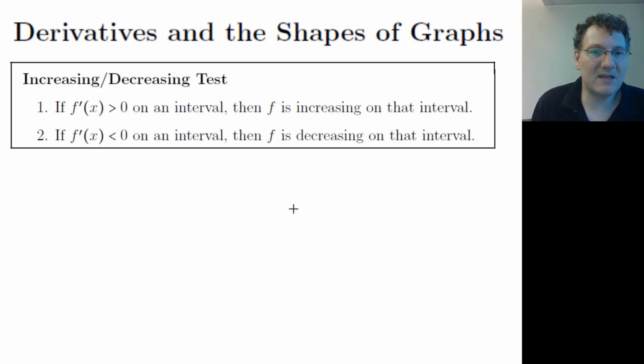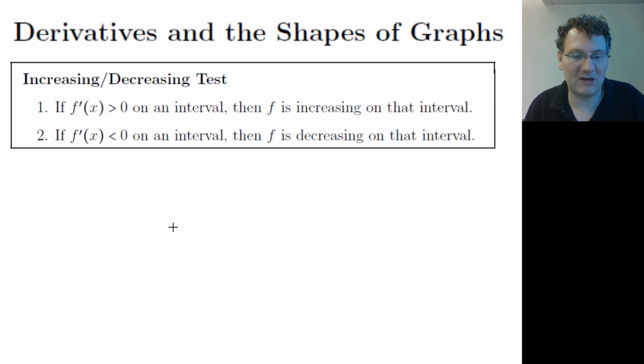Okay, so first we have this increasing decreasing test. And this is just about looking at the first derivative and seeing if it's positive or negative. That tells us if the first derivative of the function at a point is positive, that means that the function is increasing at that point. Or if it's positive on some interval, it's an increasing function everywhere on that interval. If the first derivative is negative on some interval, then the function is decreasing on that interval.